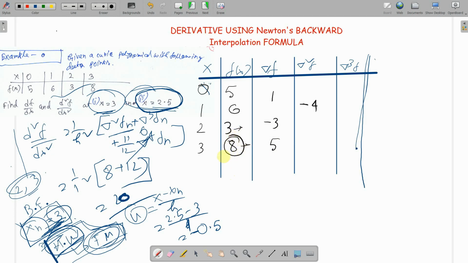Yes. Why minus 4? No. It's a backward interpolation. See, I'm writing grad f, or I'm writing it as nabla f. Nabla f and delta f have the same meaning. So we will be subtracting 3 from 8, not 8 from 3. When it becomes backward, it gets reversed, not that.